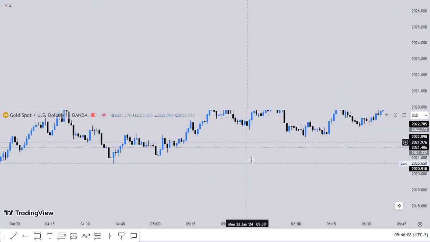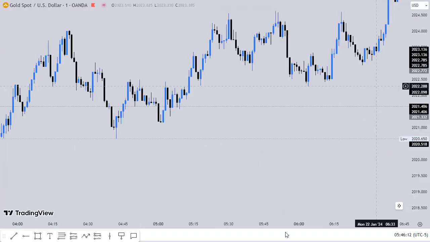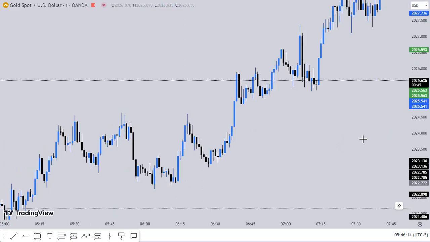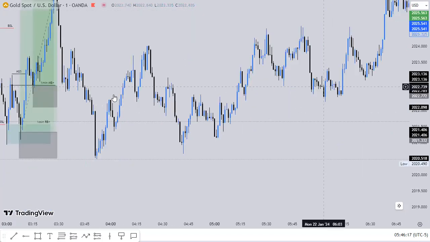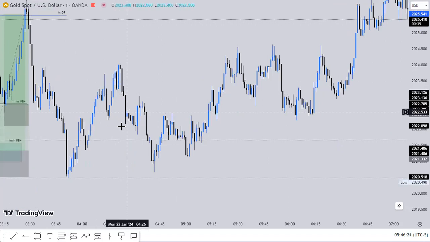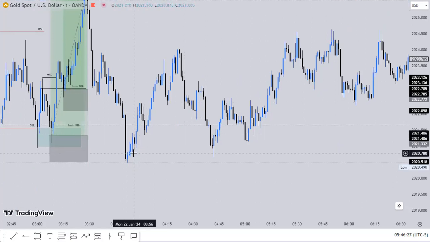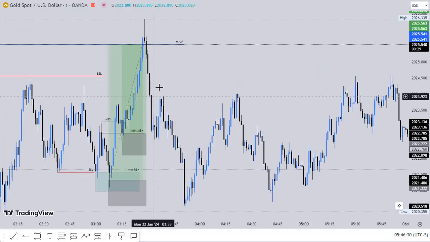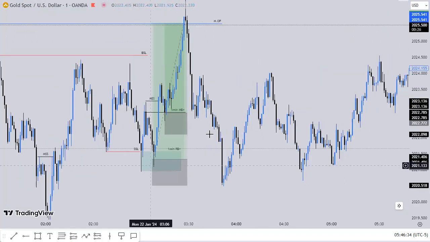What happened? Price consolidates. Then look at the MSS here. The MSS happened here for what? For taking this short-term low, to dig into the deep discount. MSS happened here for the same thing, to take these relative equal lows.